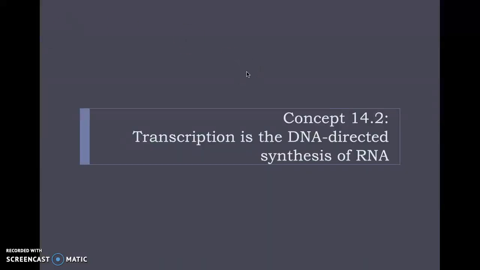This is about transcription, which is the process of how RNA is assembled and built based on the DNA sequence.